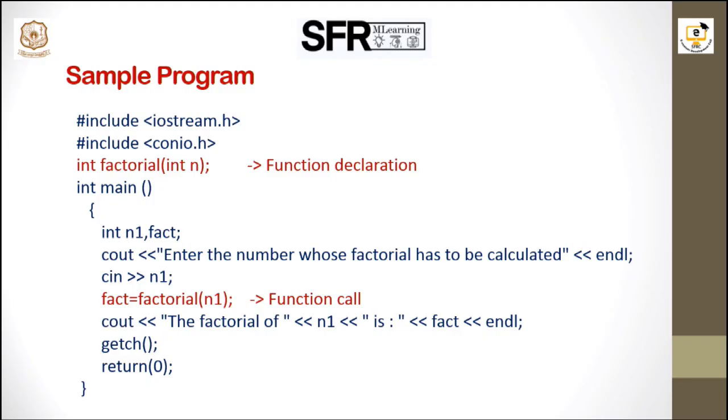Then the main function's execution. Here two variables are declared. Then after getting input n, the function is called: fact = factorial(n1). That means this n1 replaces the actual parameter called in the function declaration.